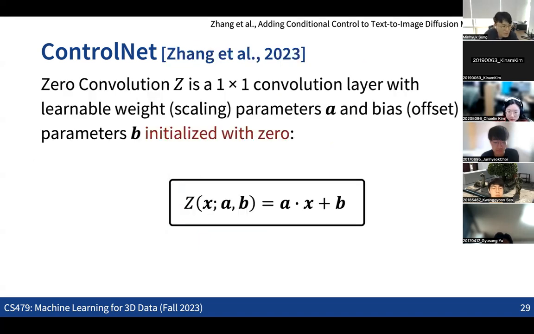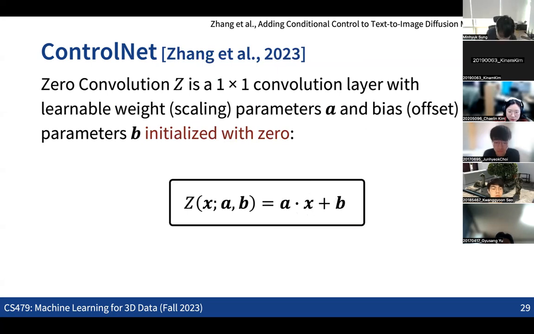Zero convolution is nothing but an affine transformation with a single scalar scaling factor and a bias, the offset. In the formulation, x might be a vector representing each input to the layer, and we are uniformly scaling the input vector with the scalar value, and also adding one single value for the offset. So it makes an affine function.